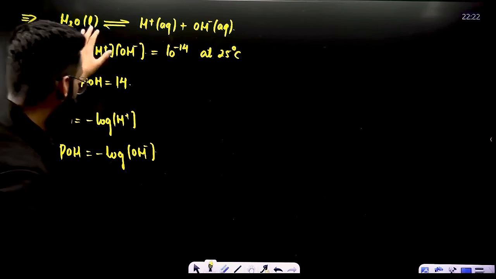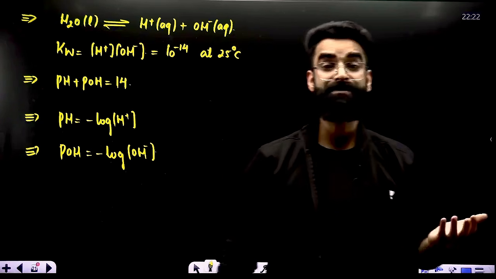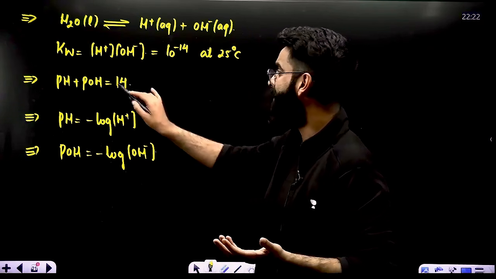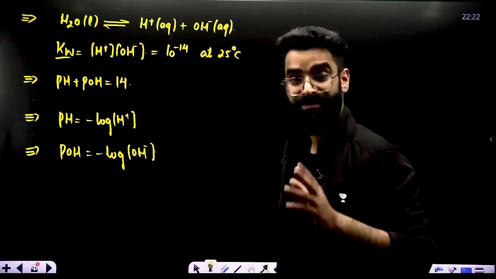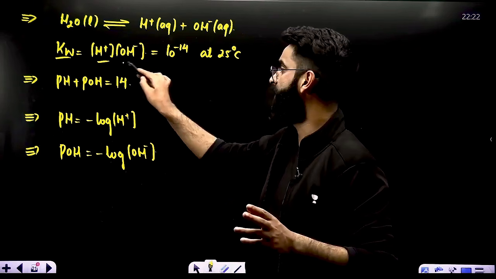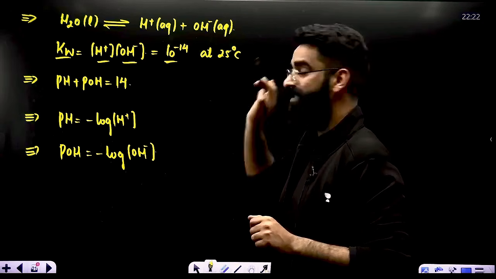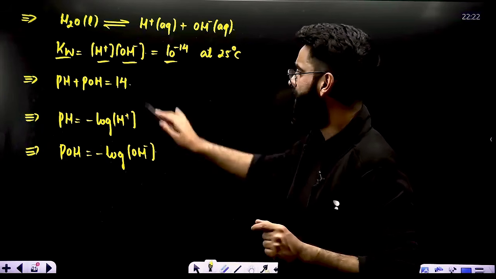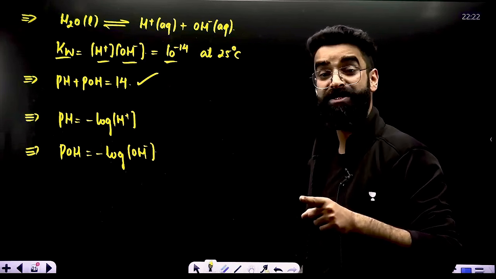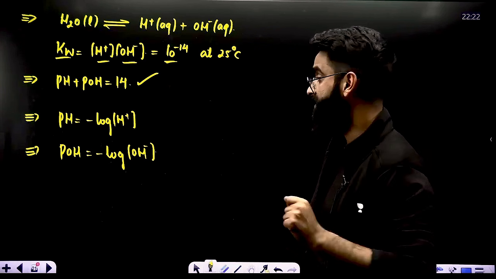Similarly, when you talk about pure water, it is also considered as a weak electrolyte, right? And here Kw, the ionic product of water, is nothing but the concentration of H positive multiplied by the concentration of OH negative, and at 25 degrees centigrade, it is 10 raised to the power minus 14. Therefore, your result comes pH plus pOH is equal to 14. That is valid at 25 degrees centigrade.